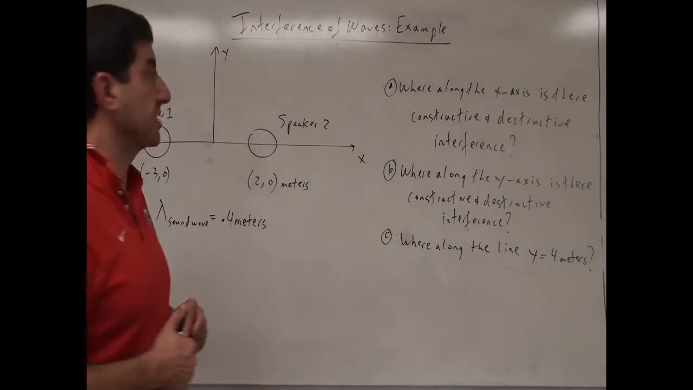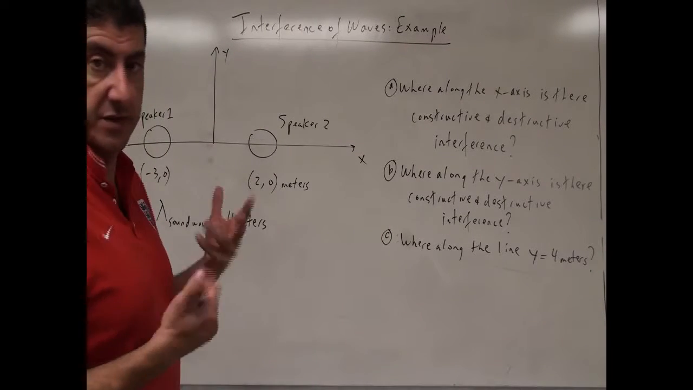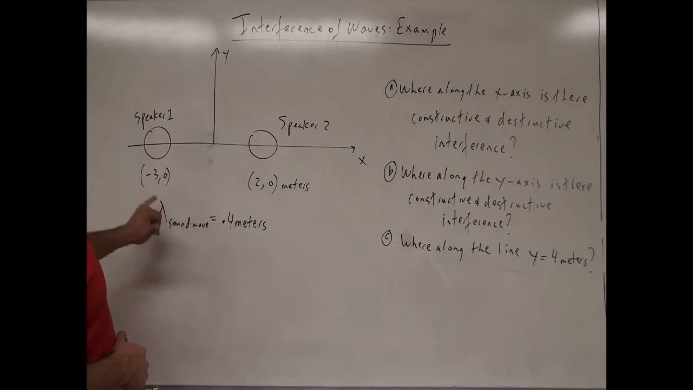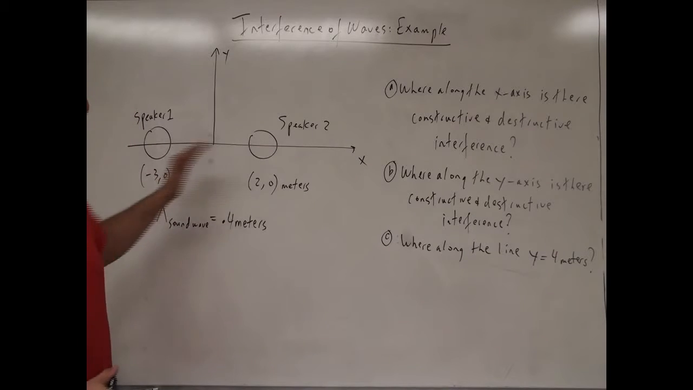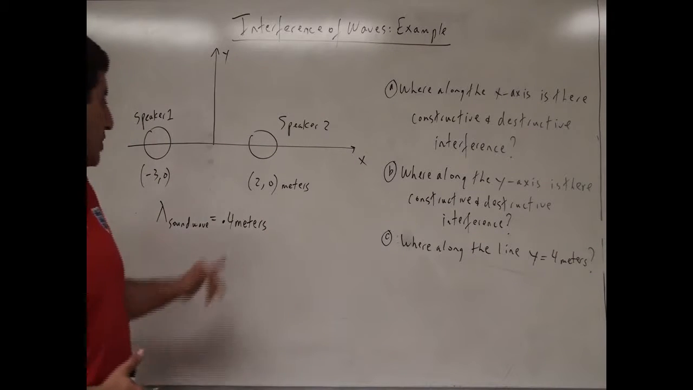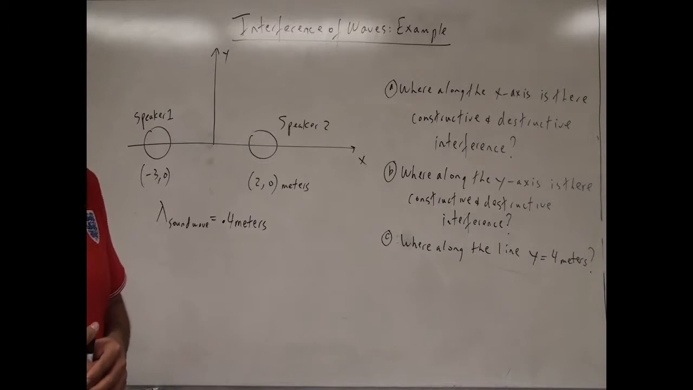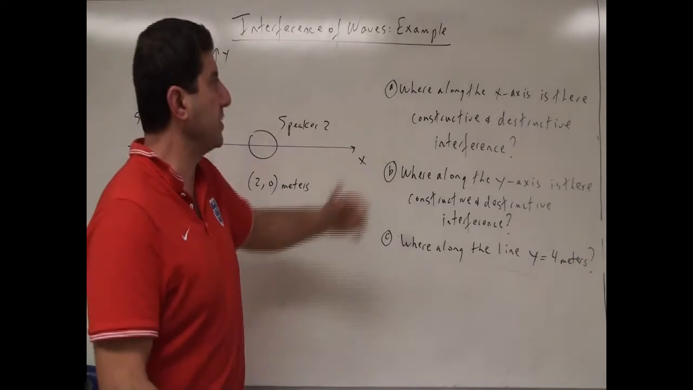Welcome back. Now we get to an example for interference of sound waves. We have a speaker at the position -3 on the x-axis, we'll call that speaker 1, and then speaker 2 at the position 2 on the x-axis. And then the wavelength of the sound wave is given as 0.4 meters. And then we have some questions that we can ask of this.